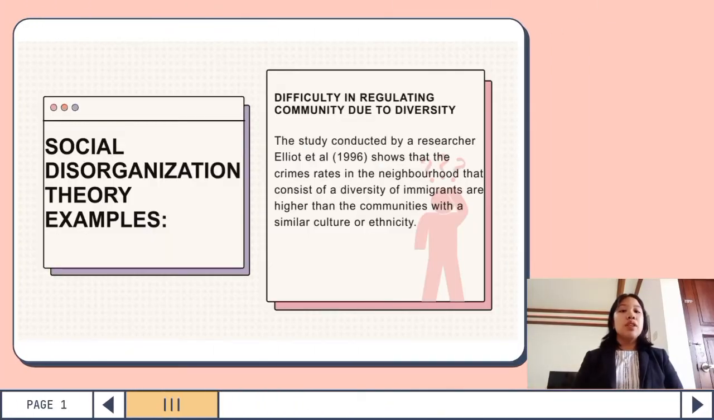The second one is difficulty in regulating community due to diversity. The study conducted by researcher Elliott in 1996 shows that the crime rates in neighborhoods that consist of a diversity of immigrants are higher than in communities with a similar culture or ethnicity. So, based on the research conducted, the common problem of a community is people with different cultures or belief systems, which is the immigrants. It affects the community and the behavior of the people. And ito din yung isa sa cause ng criminal activities.